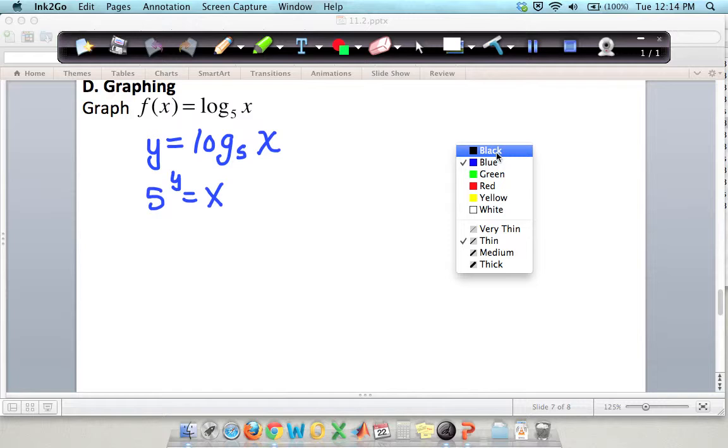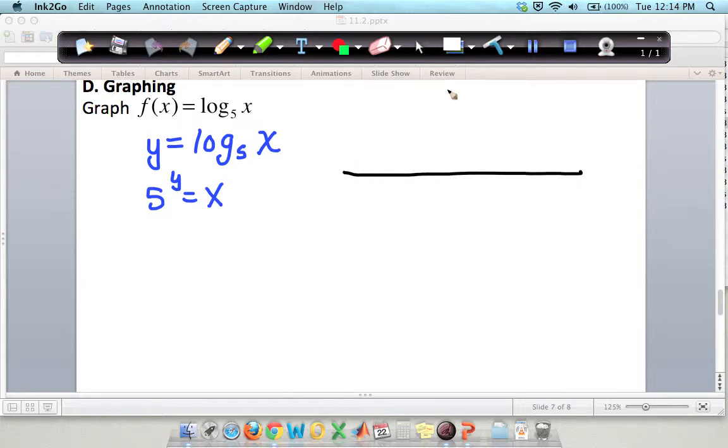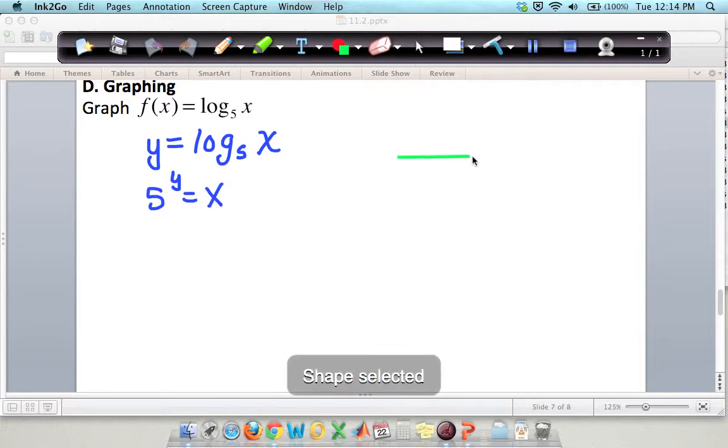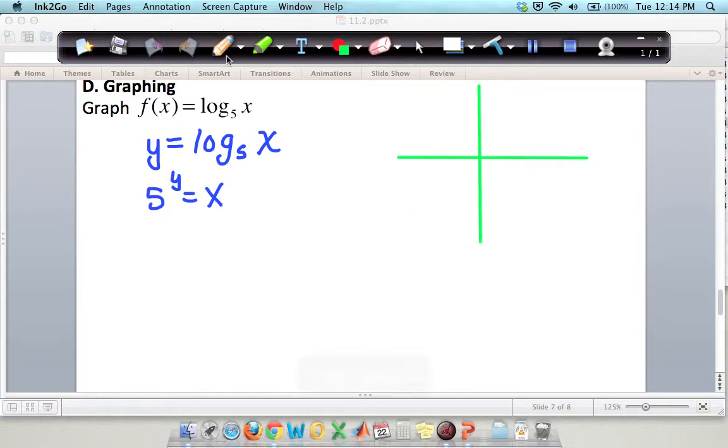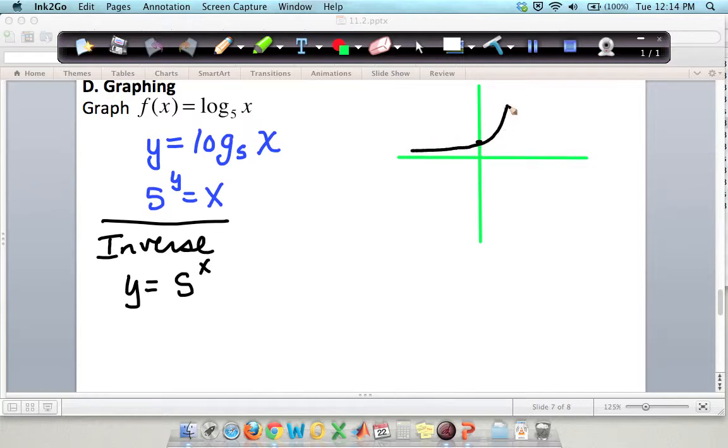So I'm actually going to graph its inverse first. Okay, looks a little better. So remember the inverse means switch the x and the y, and we have y equals 5 to the x. We know how to graph that. We graphed that in 11.1. It has y-intercept 0, 1, right? And it's getting closer to the x-axis, and it goes up. Remember, the steepness depended on what that number was, whether it was a 5, a 15, or a 2. Okay, and this was the point 0, 1.